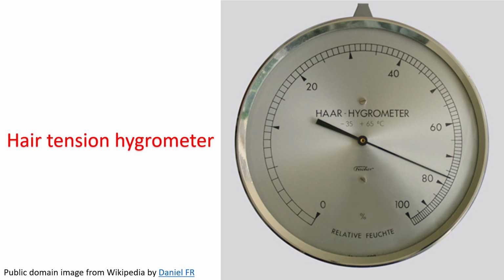When we were at school decades back, we were taught of a hair hygrometer, though we never had the chance to see one. Here is a public domain image of a hair tension hygrometer from Wikipedia. Hair is hygroscopic, meaning that it retains moisture and length changes with humidity. Hair hygrometers used a mechanism to magnify this change and indicate on a dial or scale.